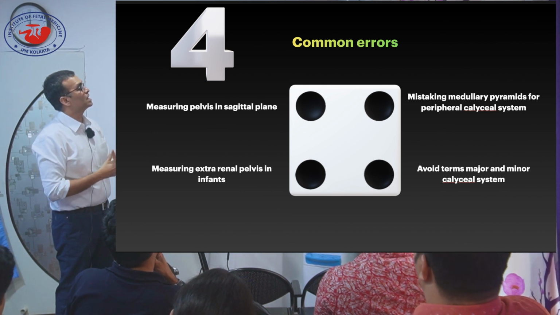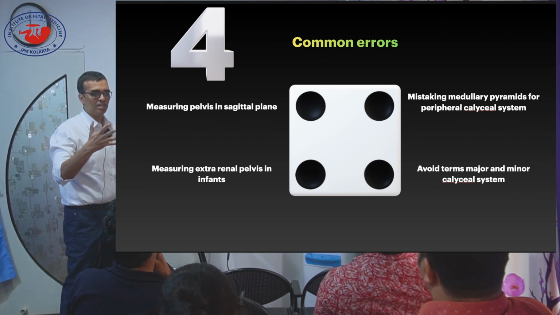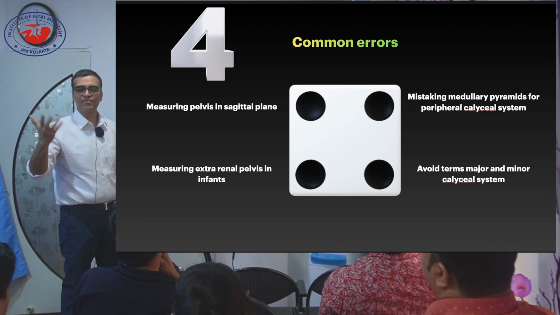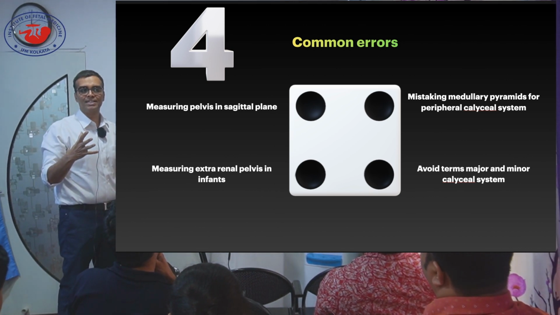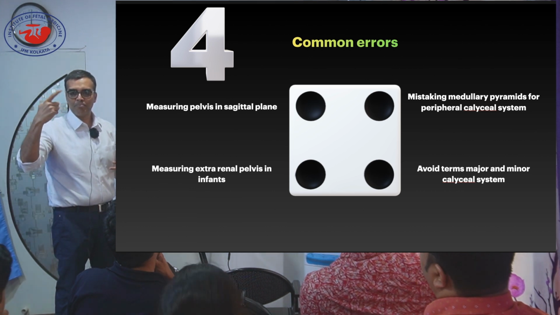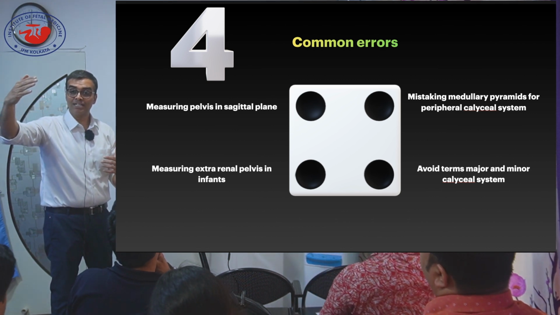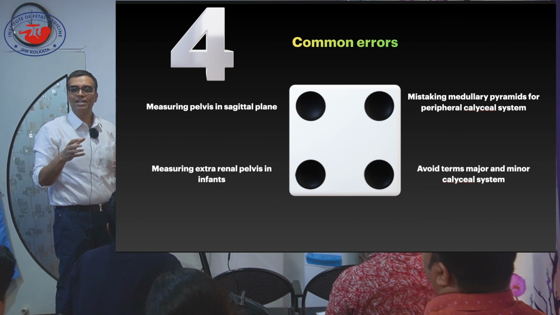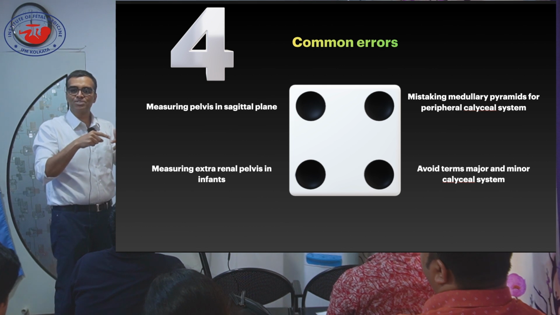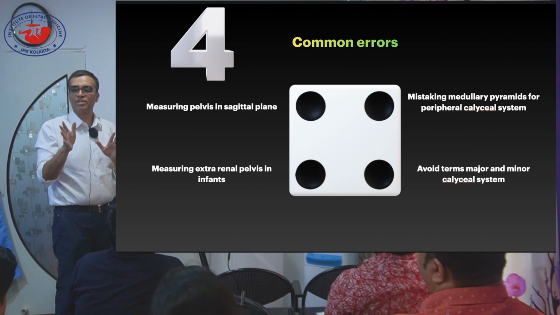Avoid terms like major and minor calyceal system, because this creates confusion. Major calyceal system is your central calyceal system, and minor is peripheral. But which is more detrimental? If the peripheral is affected, that means you are in UTD 2 to 3. But when you say minor, it sounds like minor means minor and major means major. Actually it's the opposite. Minor is more dangerous than major. That's why you should avoid major and minor and talk in terms of central and peripheral calyceal system.